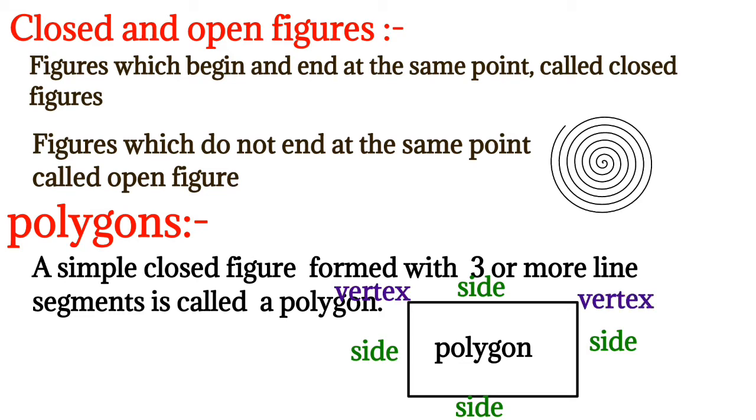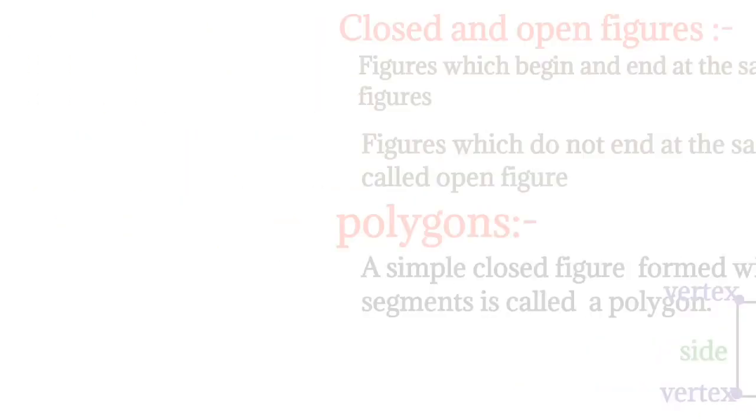And vertices: the point at which 2 sides of a polygon meet is called a vertex. The point, the dot, which we can say vertices or vertex. The plural of vertex is vertices. The polygon shown here has 4 sides and 4 vertices.